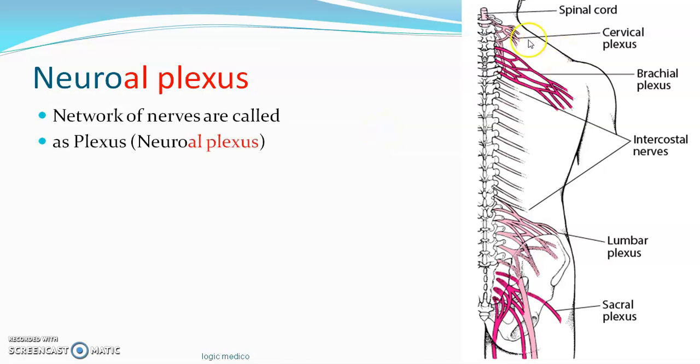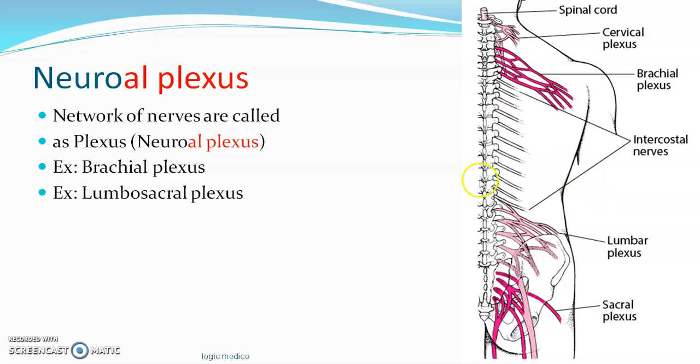Best example, cervical plexus in the neck, brachial plexus supplying the upper limb, lumbosacral plexus supplying the lower limb are the best examples of a plexus. Okay, plexus means a network. It's better called as neuronal plexus. Some people just use it as a plexus. Sometimes the capillary plexus also can be there. Vein plexus also can be there.